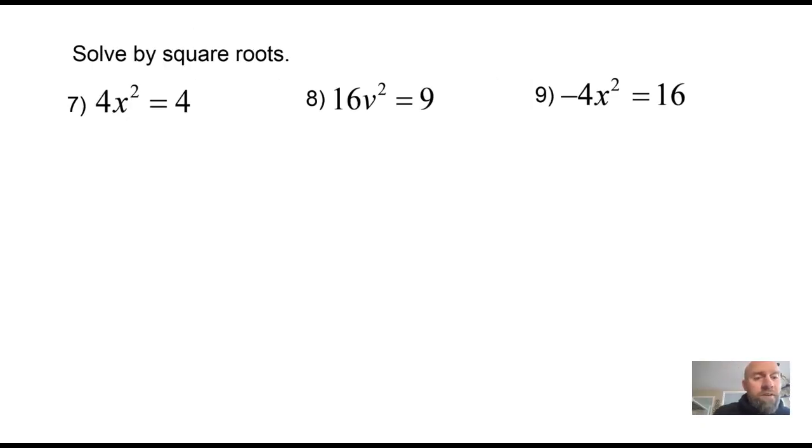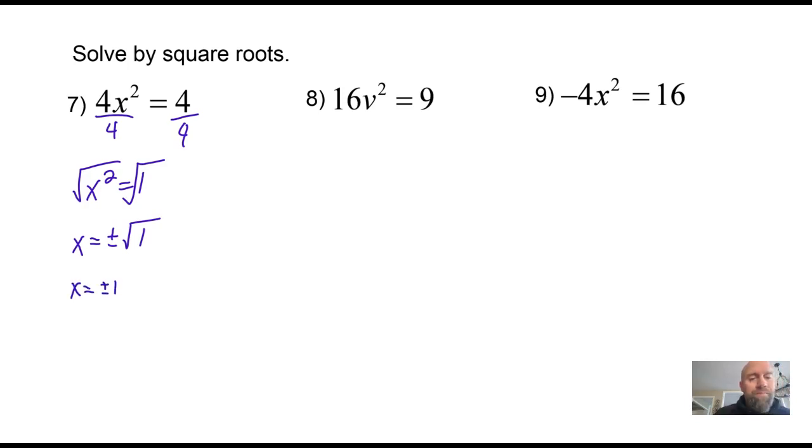Okay, so for number 7, I'm going to use the division property of equality to divide both sides by 4. When I do that, I end up with x squared is equal to 1. I can take the square root on both sides of my equation, and I would have x is equal to plus or minus the square root of 1. And 1 times 1 is equal to 1, so we've got x is equal to plus or minus 1.